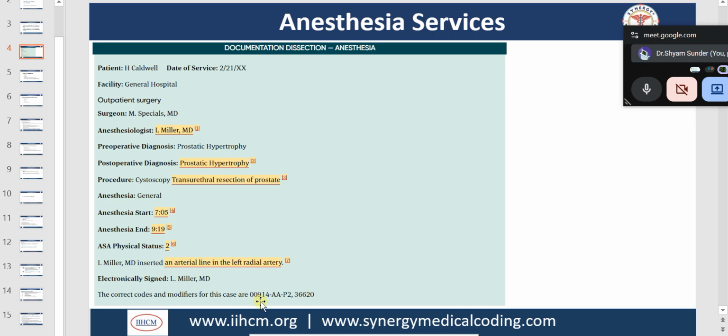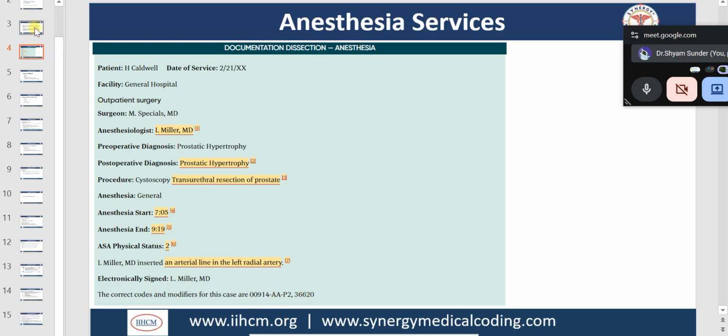In this 00914, only the IV line is included. If you are putting an IV line, that is already included in this 00914. But putting an arterial line, since that is not included here, you are billing separately. Now the anesthetist will get payment for 00914, maybe $5,000, plus for 36620 you will get another maybe $500. So that's how the coding and billing will happen.